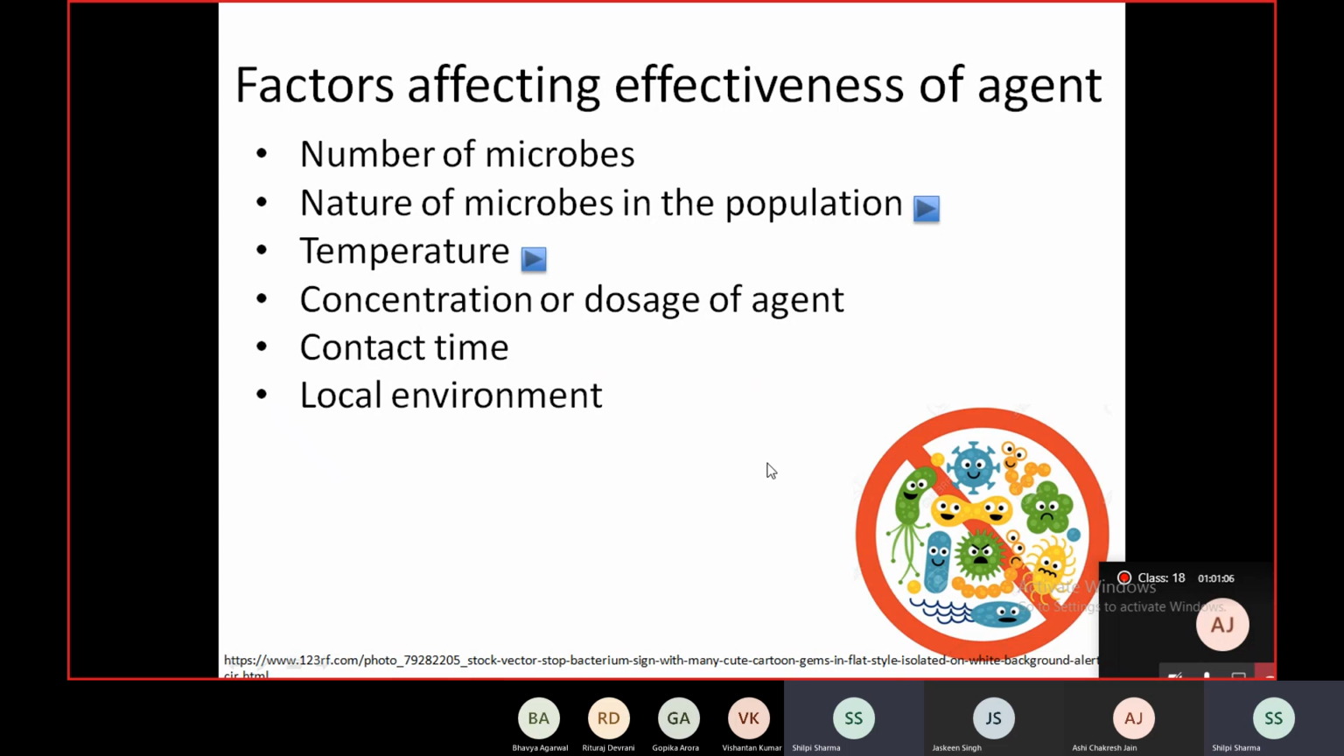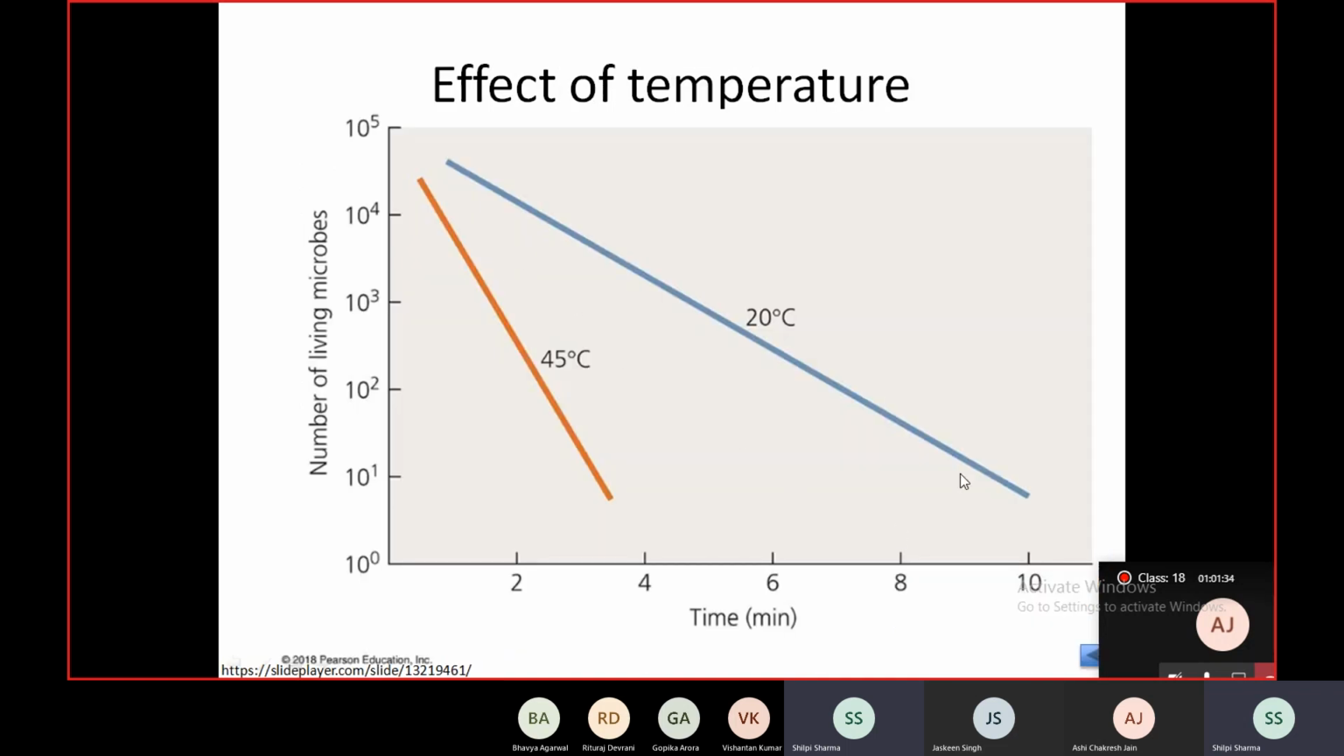Then coming to temperature. An increase in the temperature at which a chemical agent is used often leads to an enhancement in the activity. So frequently for application, a lower concentration of the disinfectant or the sterilizing agent is used at a higher temperature. And again, I just wanted to show you these two curves. So at 20 degrees, an agent acting versus an agent acting at 45 degrees, and this is how the curve looks.